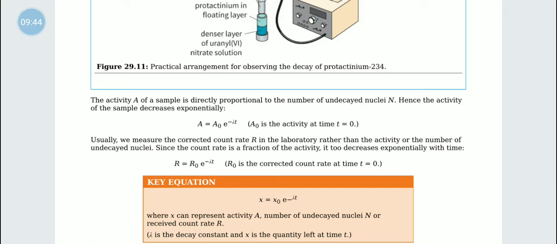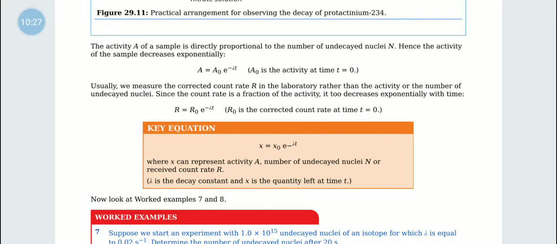When we take the count rate R in the laboratory, we usually take the corrected count rate, because the count rate is a fraction of the activity. This count rate is also going to reduce exponentially with time. So R equals R0 e to the power negative lambda t, where R0 is the corrected count rate at time t equals 0.